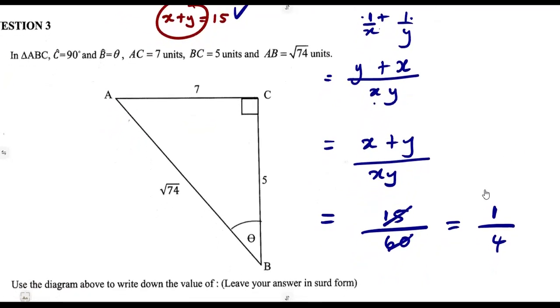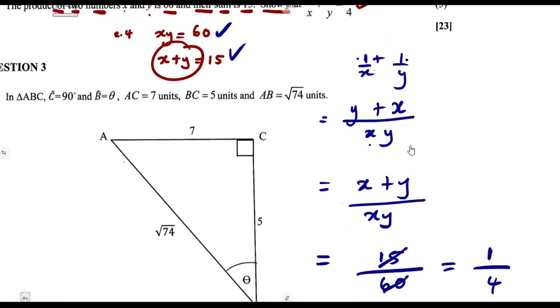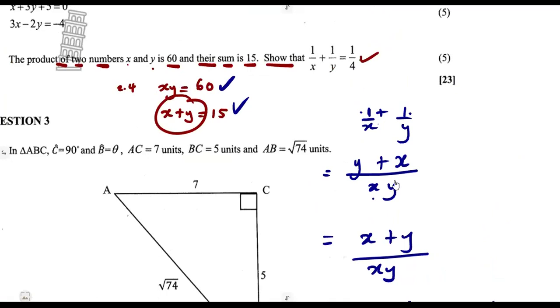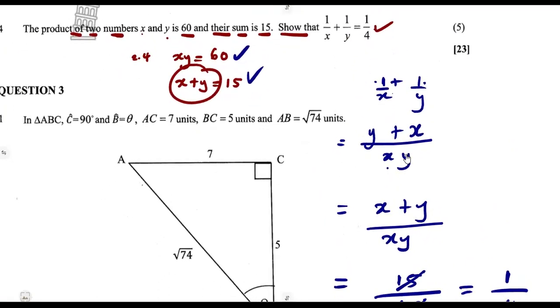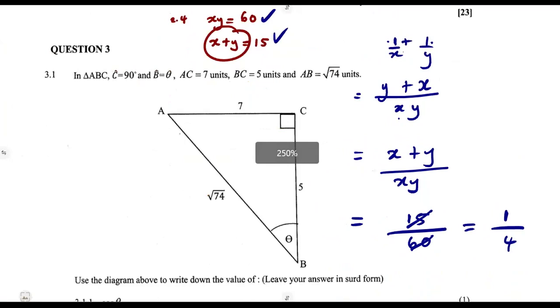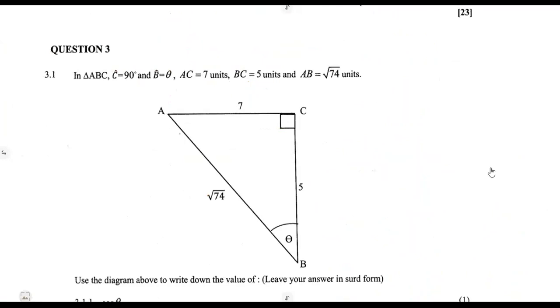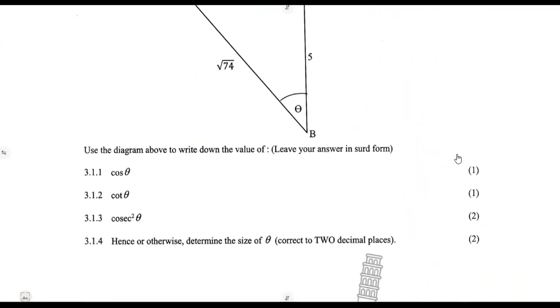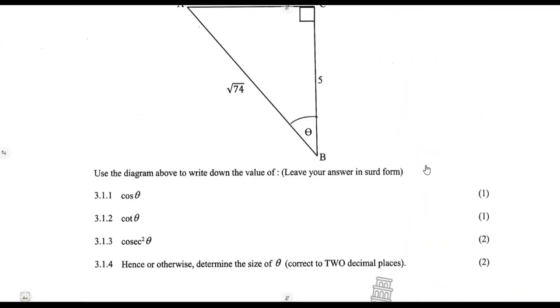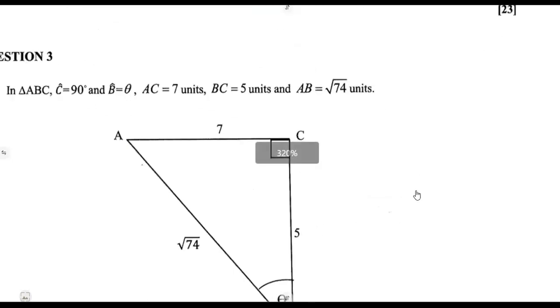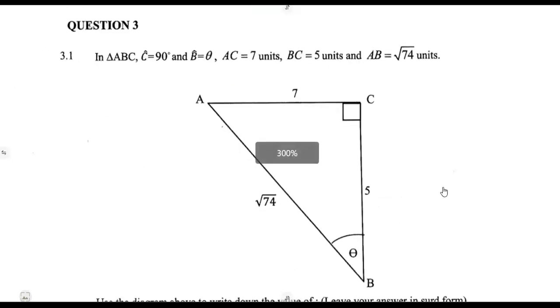That's exactly the 1/4 that we are given. Show that this is going to give us 1/4. For 5 marks, guys, this one was just, okay, play around. But it can be like that in an exam. You just need to play around with your questions and be very careful in your simplifications.